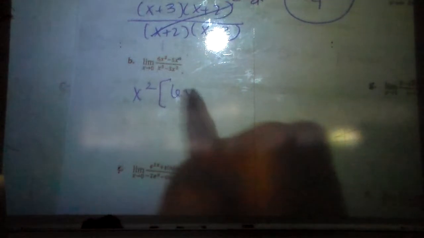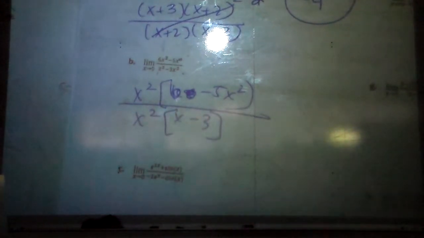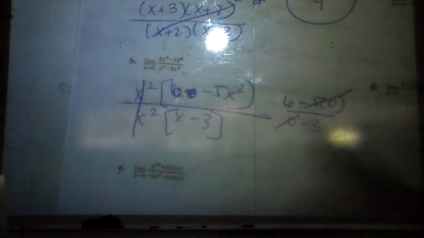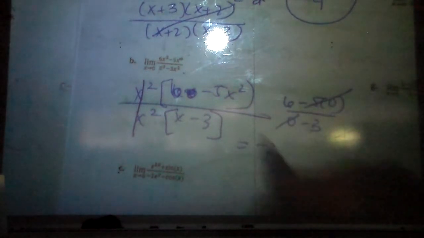I'm going to pull out x squared. That gives me 6, not 6x, just 6, minus 5x squared. Pull out x squared here. I'm left with x minus 3. This crosses off. Now I can plug in x equals 0. So I have 6 minus 5 times 0 over 0 minus 3. These go away. 6 over negative 3 is negative 2.